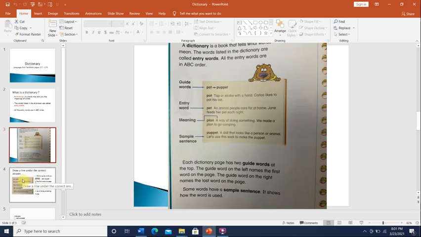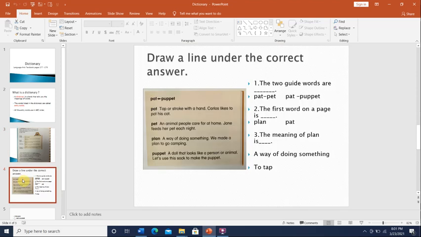Let's try to use this page to answer some questions. Okay, let's go to page 278 and use the same dictionary page to answer these. It says choose or draw a line under the correct answer. The two guide words are... remember, the word guide means shows you. Where are the guide words found? At the top of the page. These are the guide words. What are they? They are pat and puppet.